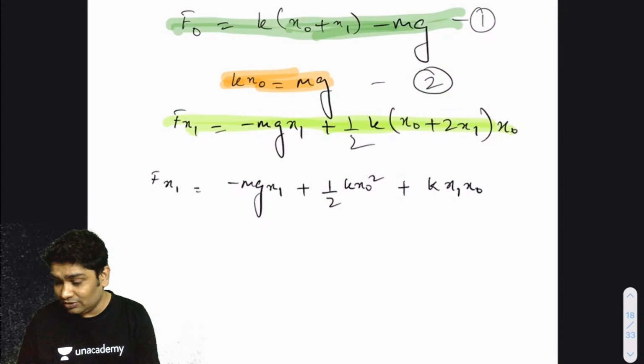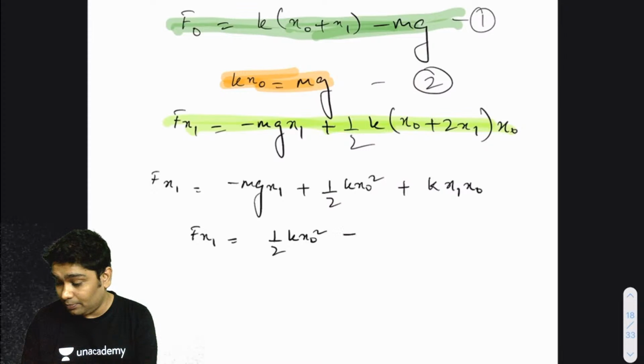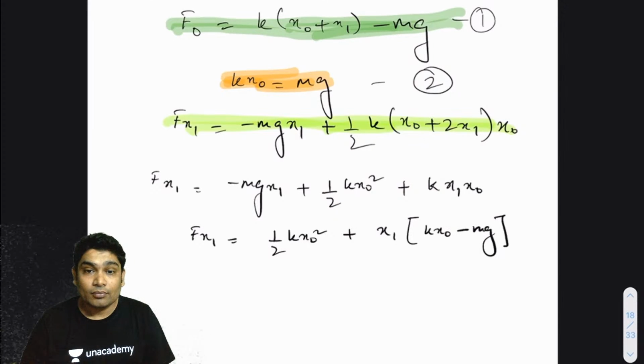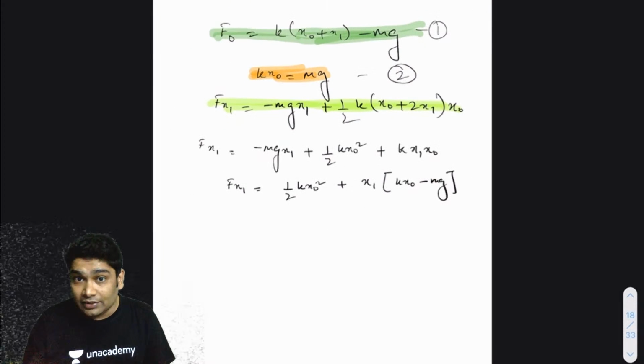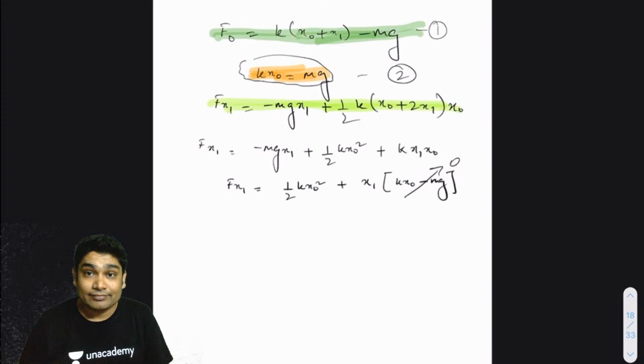Keep letting me know. Next I can say that F x1 would be equal to half k x naught square plus I can take out x1 common, and if I take x1 common I'm getting k x naught minus mg. From equation 2, what you will realize is that this is 0. Now all I want to do is replace the value of x naught somehow, because that is the only variable that I have, or the value of x1.